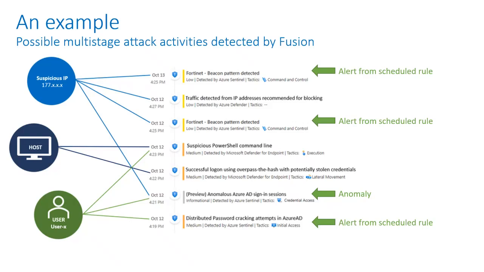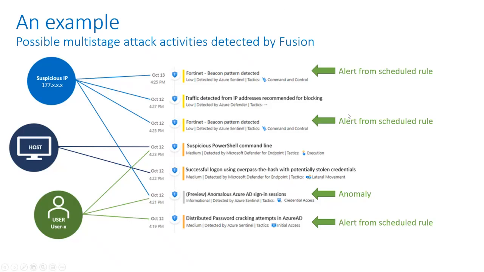So the example you see here shows a possible attack that started with initial access from the cloud to endpoint execution, and then moved on to consistent beaconing from an internal IP address to a suspicious external one, which is an indication of possible data exfiltration. All these suspicious activities happened in roughly 24 hours and are correlated on 3 entities: a suspicious IP address, a host, and a user account.